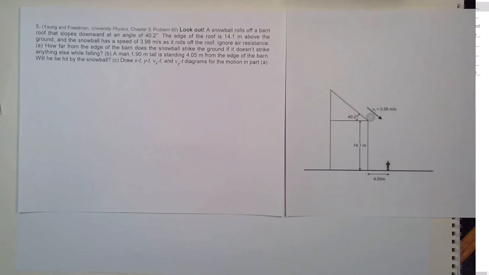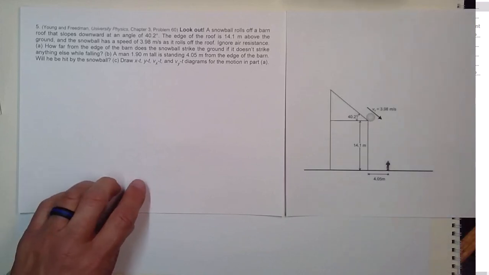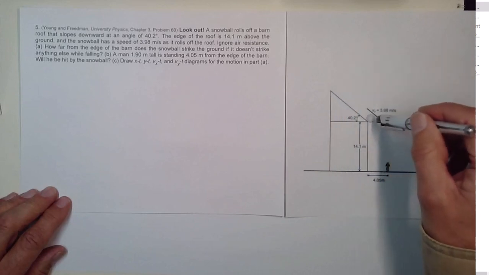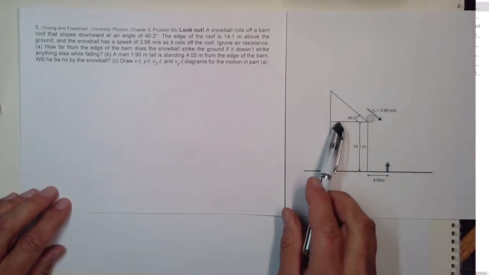Let's look at a projectile motion that involves a projectile that is, instead of being launched upward from the surface of the Earth, launched downward from a point that's above the surface of the Earth. And that's this snowball problem. A snowball rolls off of a roof, leaves the roof at an angle.